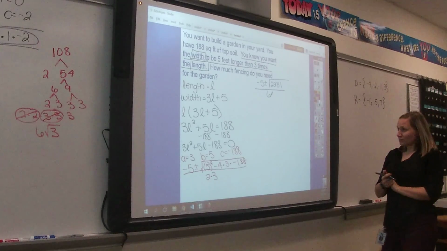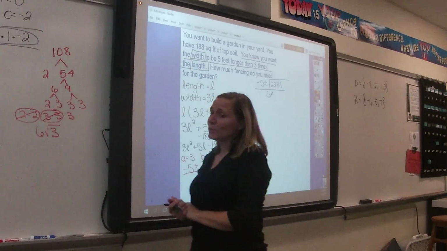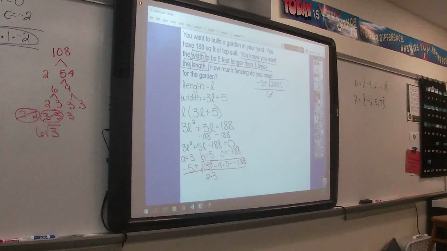I want you to create a side length of the garden to be negative 5 plus or minus the square root of 2281 all over 6 feet long. I didn't even understand that. Do any of us understand that? How long is negative 5 plus or minus the square root of 2281 all over 6? That's a good question. I have no idea either.